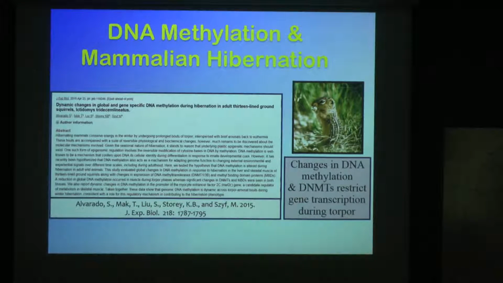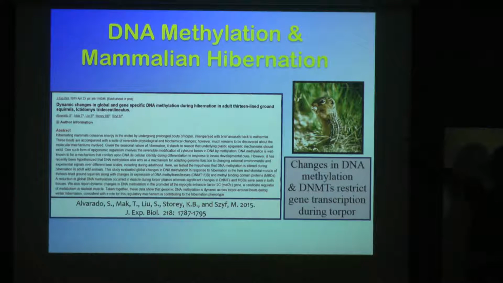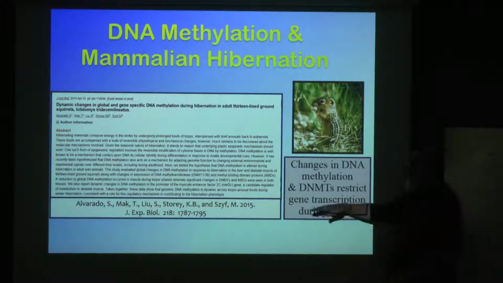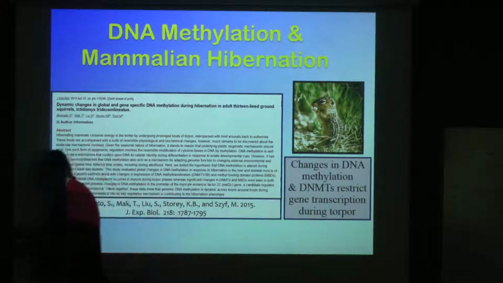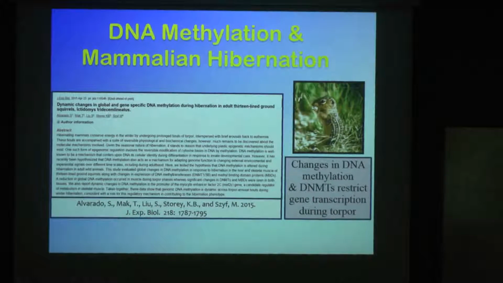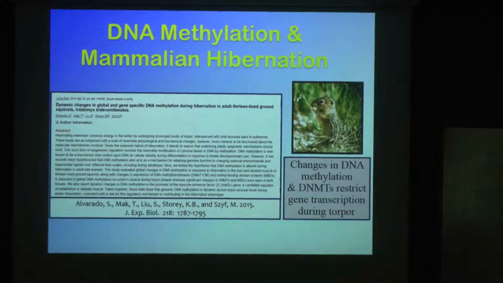On the way down, they turn off their DNA. On the way up, they turn it back on. You can sequence all the DNA with Illumina sequencing, or you can look gene by gene. We've done both. This is true of this animal, the ground squirrel. It's true of all the animals that we've measured.